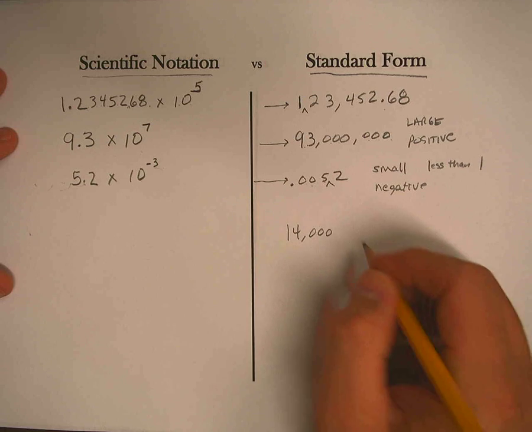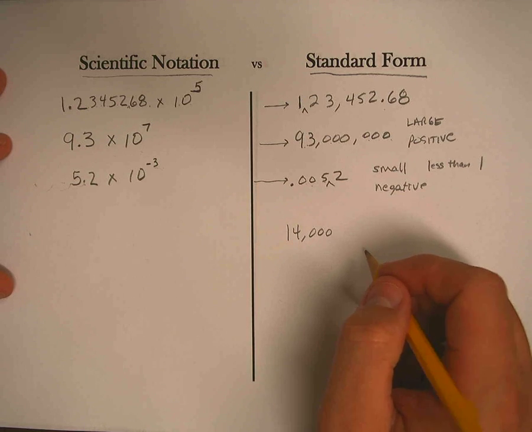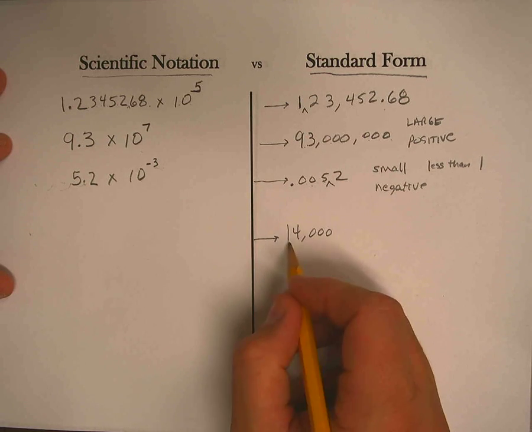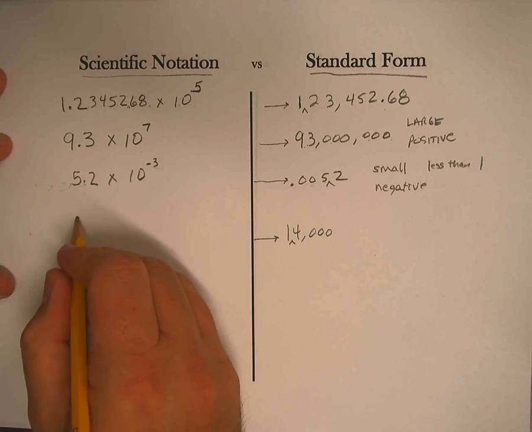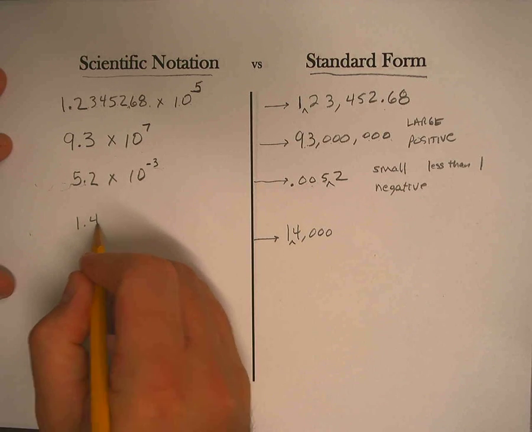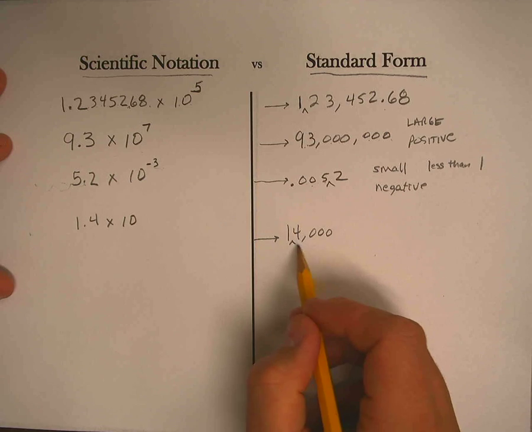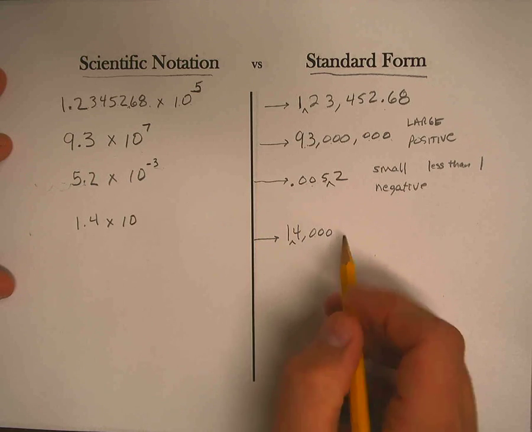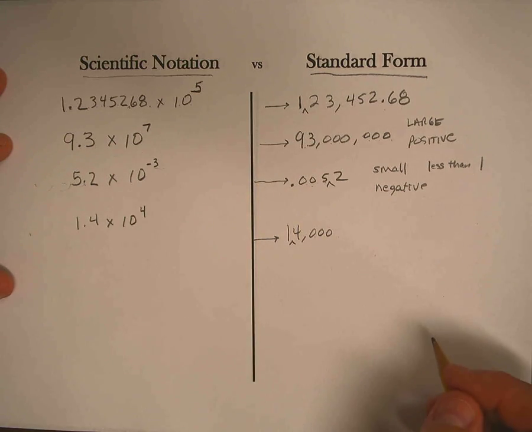14,000, not too big a number. Moving from left to right, we put the decimal right after 1, 1.4 times 10. How many places have we moved the decimal? 1, 2, 3, 4 times 10 to the 4th power.